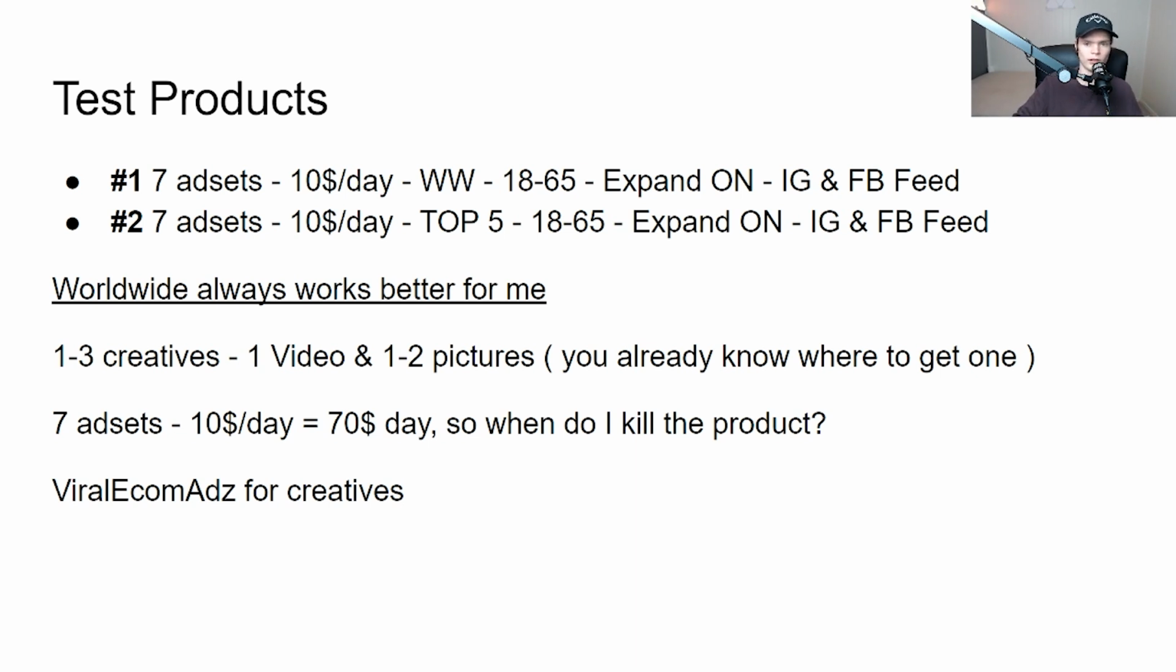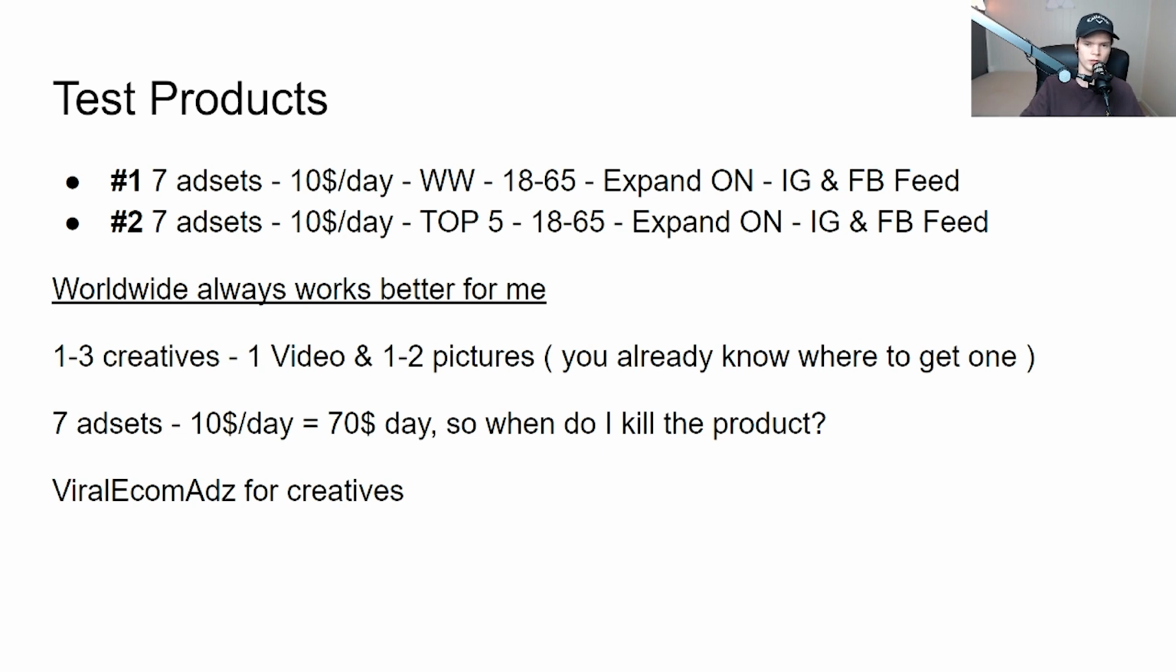Don't run $5 ad sets because it doesn't work too well anymore, and that is going to be the first one at worldwide. That means excluding a couple of countries. You can find those countries, just search up Facebook exclusion list. You will find that super easy. And then the ages, you just leave it broad, 18 to 65. You could look at that later, and then keep the expand detail targeting on.